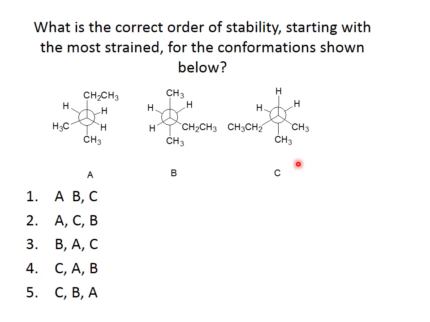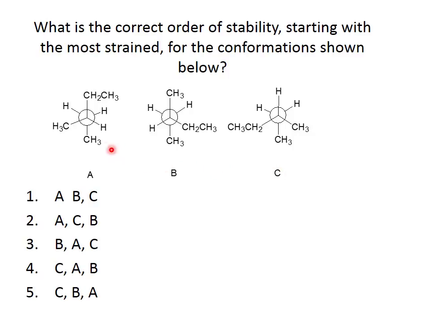If I look at these three conformations, determine which is the most strained, the intermediate, and the least strained or most stable conformation of all of these. Put them in order. If I look at these conformations, you will see that here I have one gauche interaction. Here I have one gauche interaction. Here I have two gauche interactions. So C is the least stable of all of them.